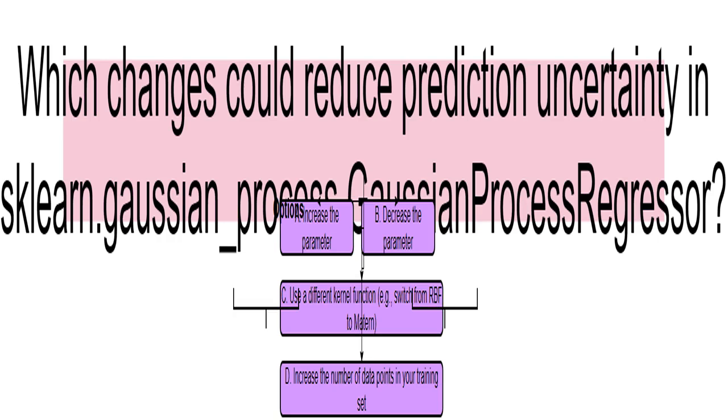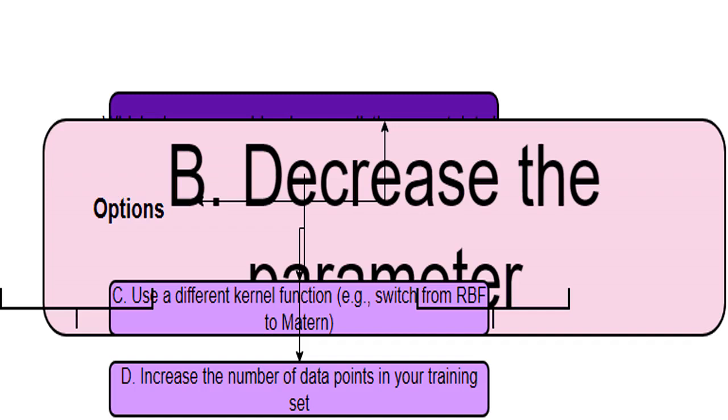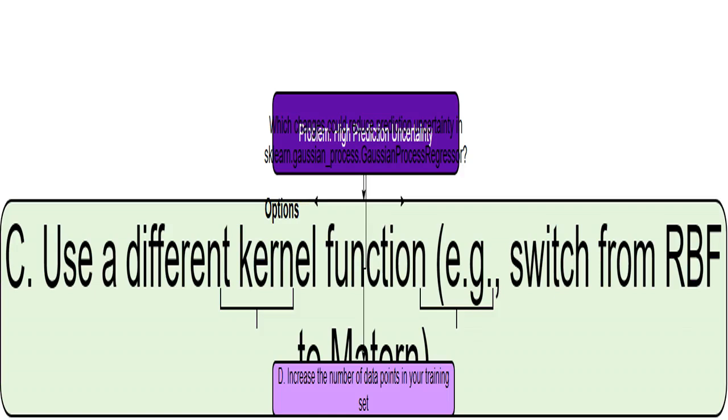I'm examining several changes to the model and the data to see which ones will have the biggest impact on reducing the uncertainty. The alpha parameter represents the assumed noise level in my data. If I decrease it, I'm telling the model that there's less noise, which should lead to more confident predictions. But, be careful. If I make alpha too small and there's actually lots of noise, my model will be overconfident and inaccurate.